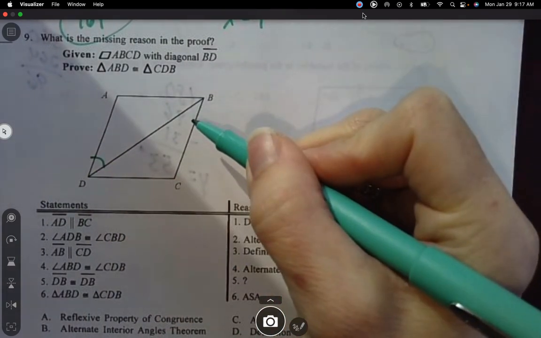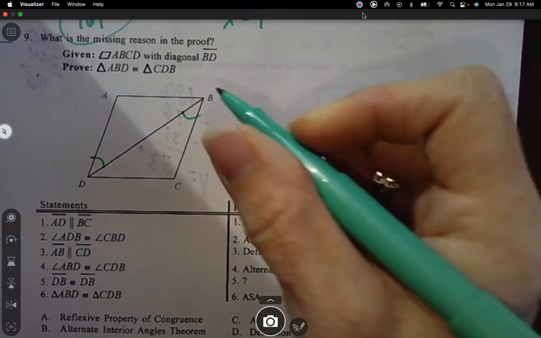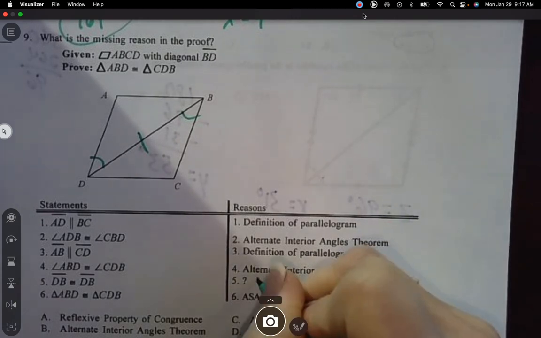It tells me that AD and BC are parallel. It tells me that DB and CBD are congruent. It tells me AB and CD are parallel. What else does it tell me? Oh, why is DB equal to itself? Reflexive property. That's what it's missing.